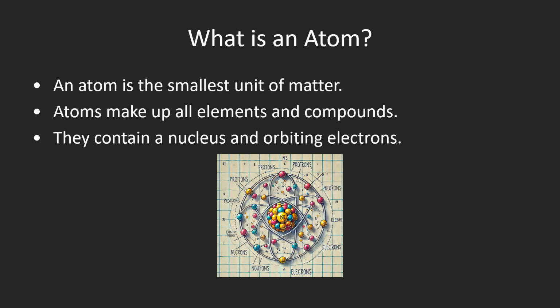An atom is the smallest unit of matter that still retains the properties of an element. It consists of a central nucleus surrounded by orbiting electrons. Each element, such as oxygen, carbon, or gold, is made up of unique atoms. Atoms combine to form molecules, which make up all the substances we see and interact with every day.